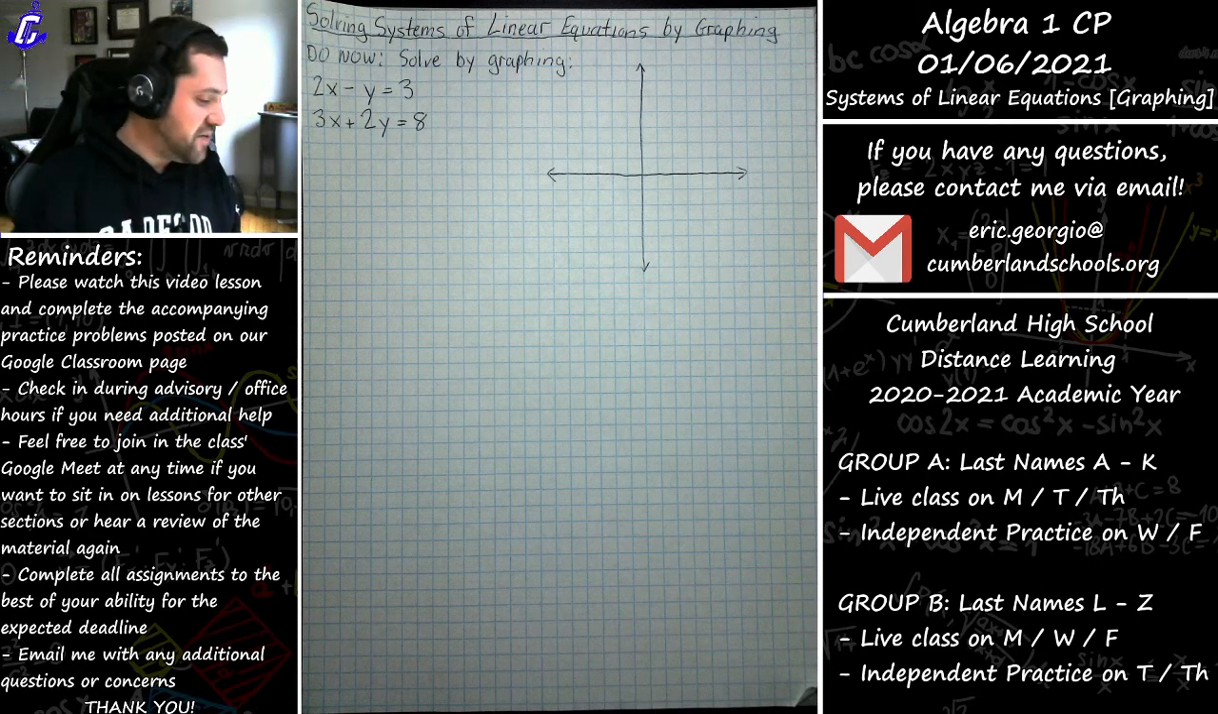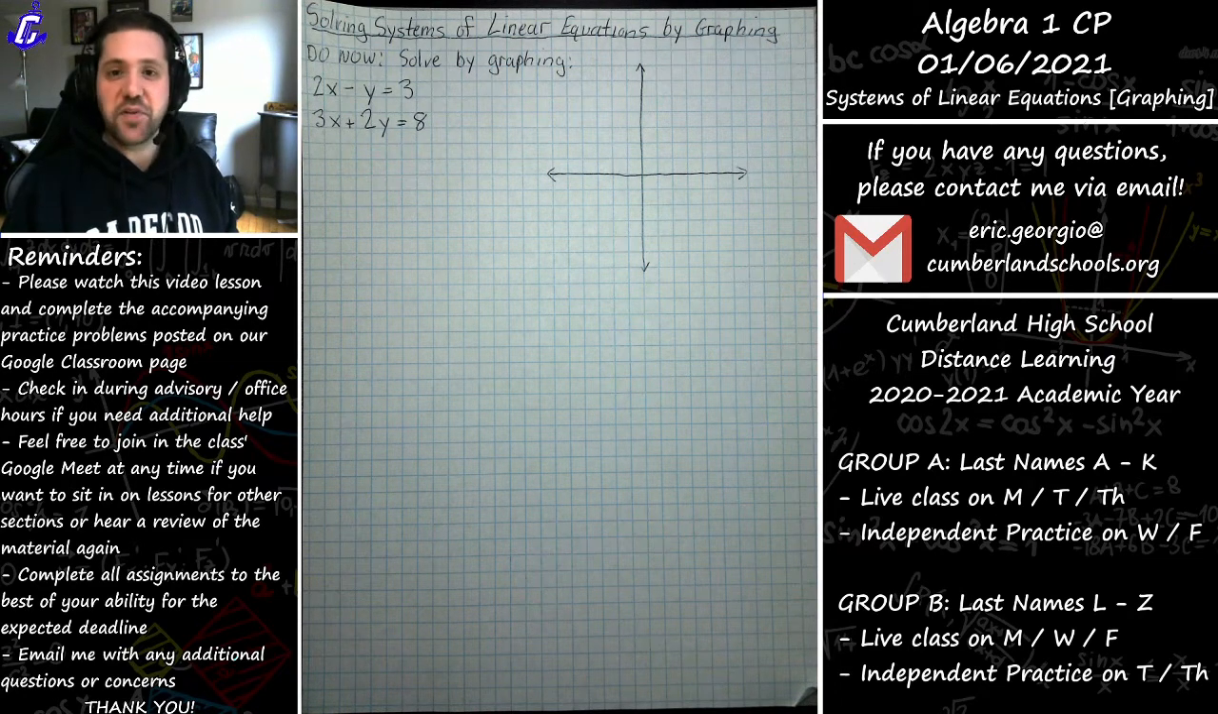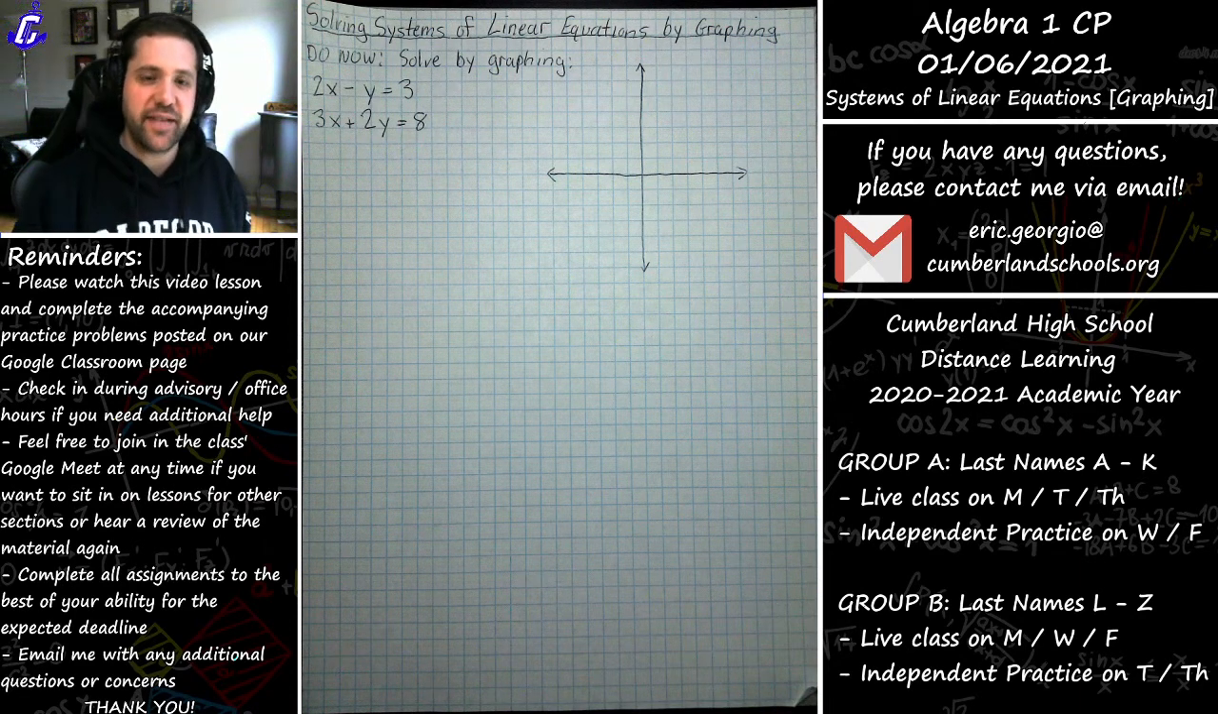Today, what I'd like to do is continue our discussion on solving systems of linear equations by graphing. I have a few more examples to show you today, including a couple special cases, such as what happens if we graph two lines and they don't intersect at all, or what happens if we graph two lines and they exactly overlap each other. We're going to take a look at a couple examples like that today.